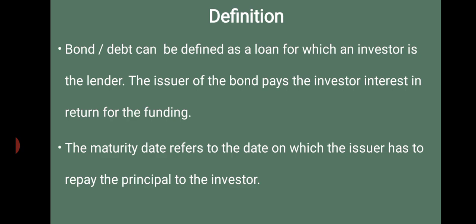Bond or debt can be defined as a loan for which an investor is the lender. The issuer of the bond pays the investor interest in return for the funding. It's clear. The maturity date refers to the date on which the issuer has to repay the principal to the investor. So there is a maturity period, there is a fixed rate of interest, there is a principal amount. There are three concepts behind these definitions.